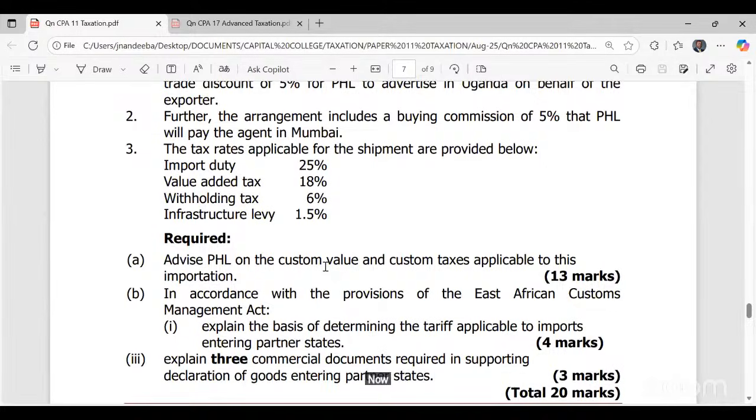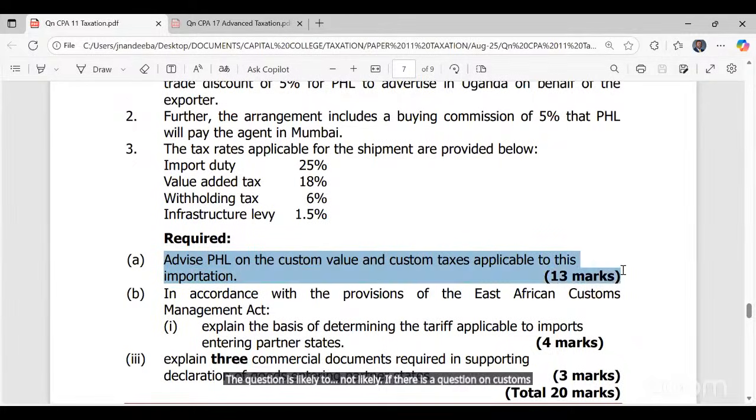Now, what is the question going to be asking, and what is the part that is going to give you the highest marks? If there is a question on customs, this is what the question is going to be asking. In all papers, whether it is paper 17, whether it is paper 11, they are going to be asking you to determine the customs value, and after determining the customs value, you determine the customs taxes.